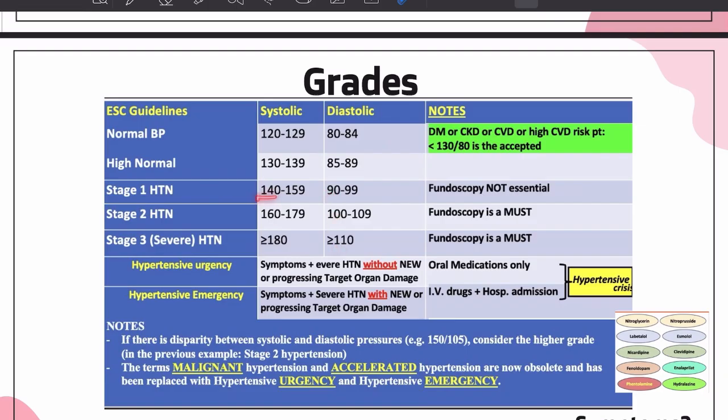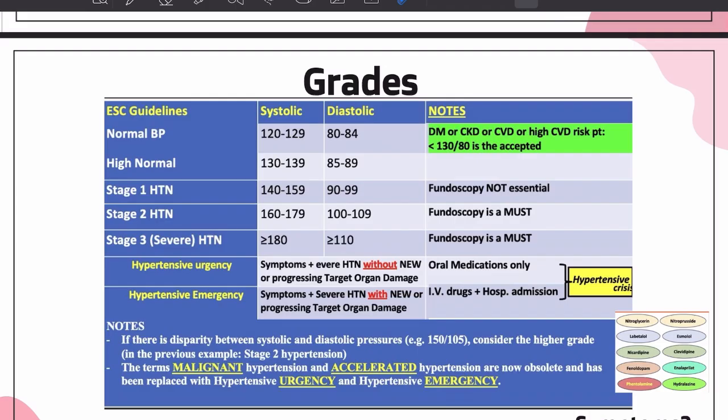So 140 to 159 would be stage 1, then 160 to 179 is stage 2, and then above 180 is stage 3, for systolic. For diastolic, 90 to 99 is stage 1, 100 to 109 is stage 2, and above 110 is stage 3, which is what we call hypertensive emergency or severe hypertension.